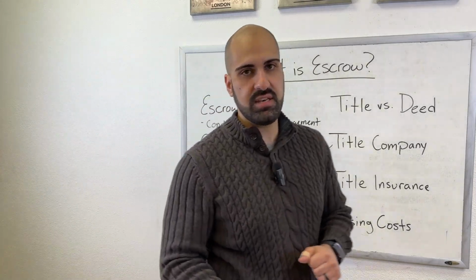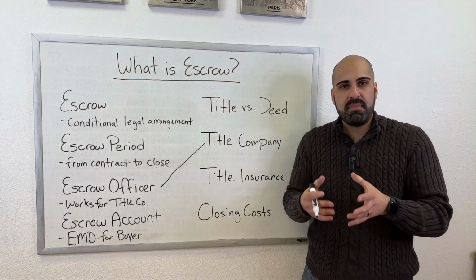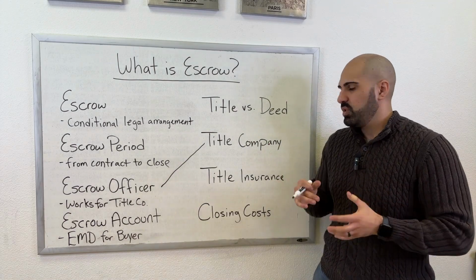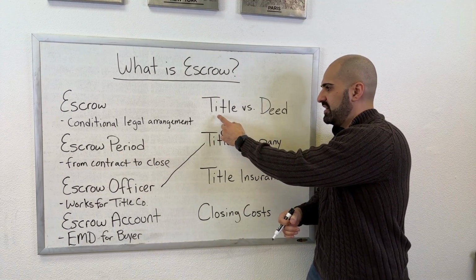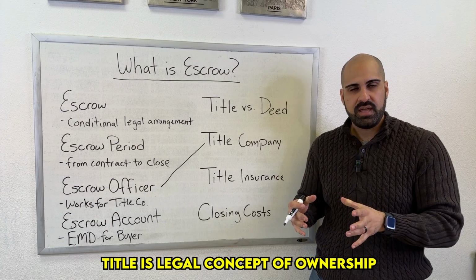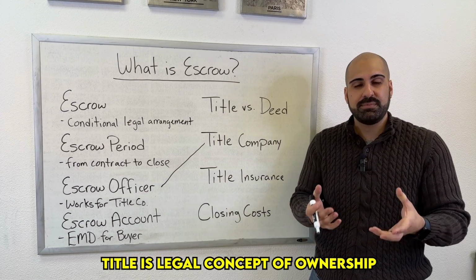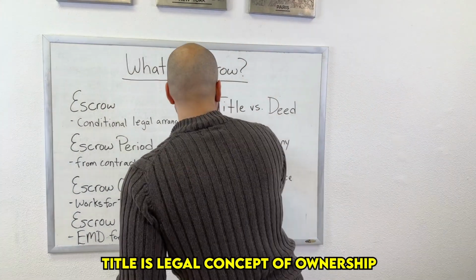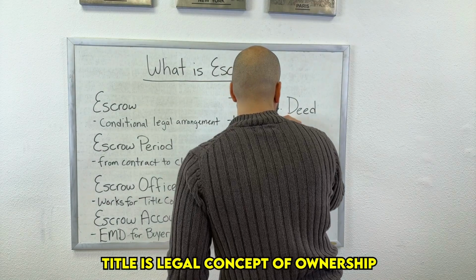Now let's look at title versus deed. So when we're thinking of the idea of ownership in real estate, what makes somebody an owner of something? Well, you can say that I got the paperwork, right? What does that mean? Let's think about the legal concept of ownership and the physical representation of it. So when we look at the idea of title versus deed, title is the legal concept of ownership. And once you understand the legal concept of ownership, you understand the rights that come with that concept of ownership. One of those rights is to be able to sell. So let's put down for title, legal concept of ownership.